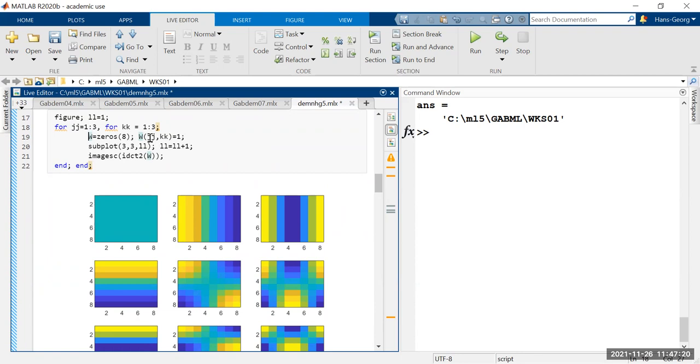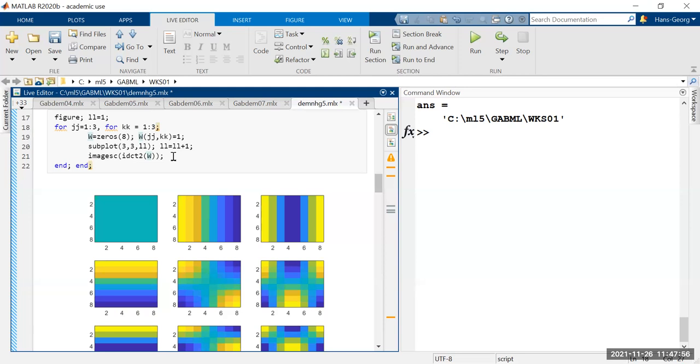You see, I'm trying to avoid the letter J as a running index because engineers like to use J as the square root of minus 1, the imaginary unit. So I always use running indices which are double letters. That's a kind of recommendation even. And then I go to the subplot with the corresponding number. So it's 9 pictures. I have a running index. I start with the first one. Each time I create a new position, I go to the next one, and I show you this picture.